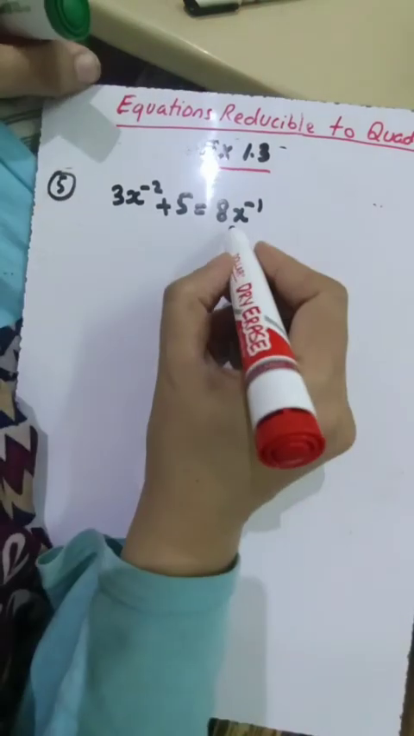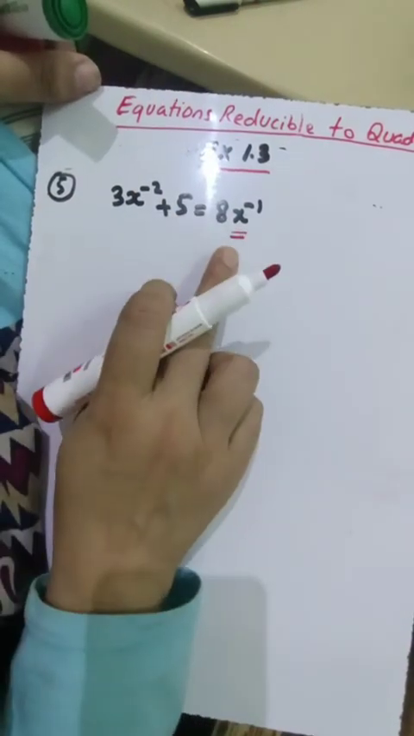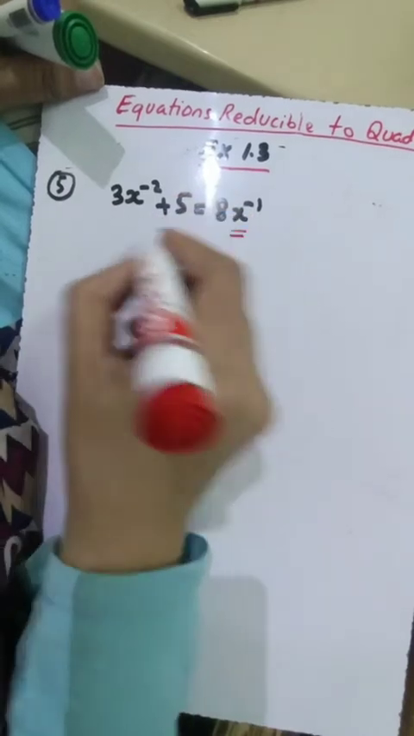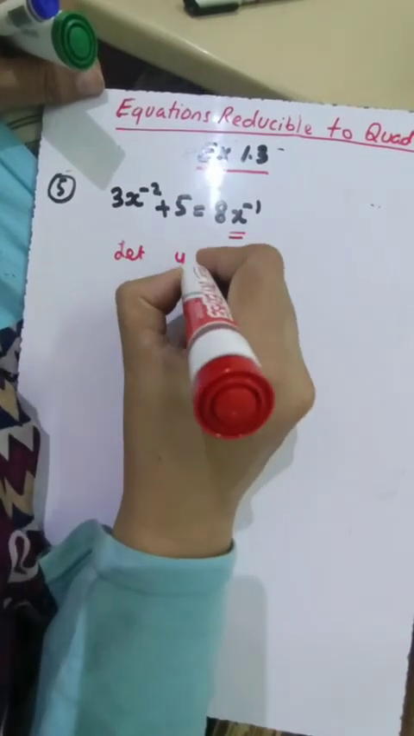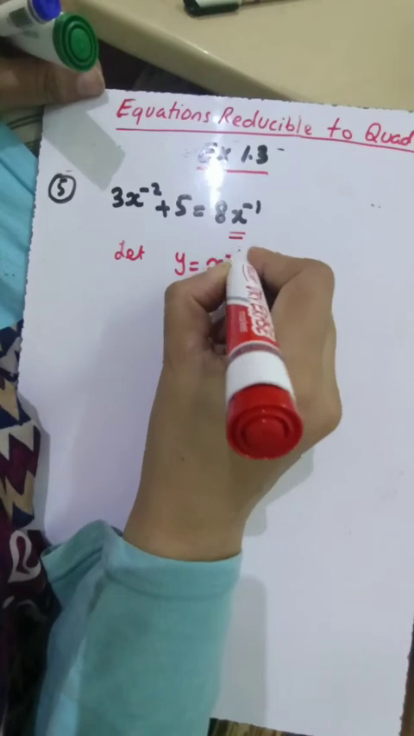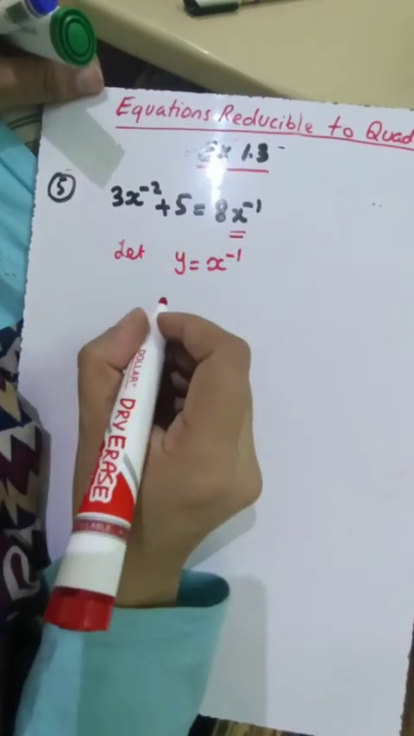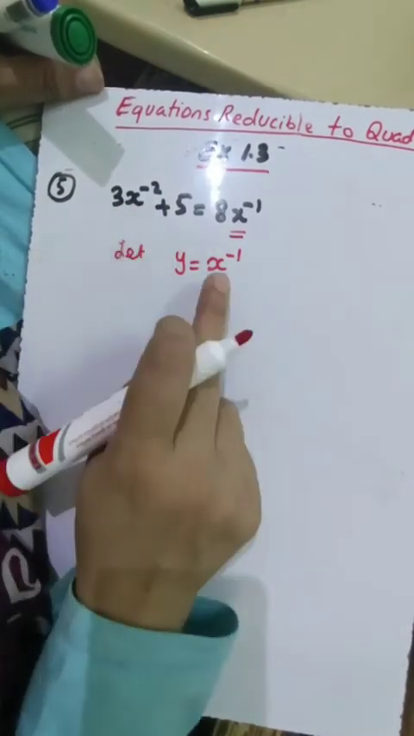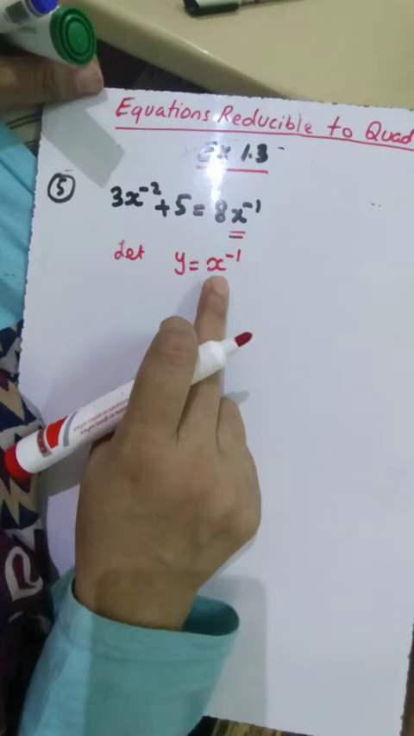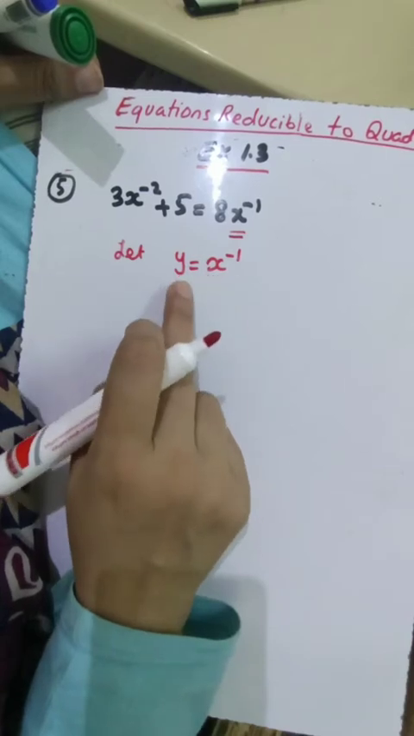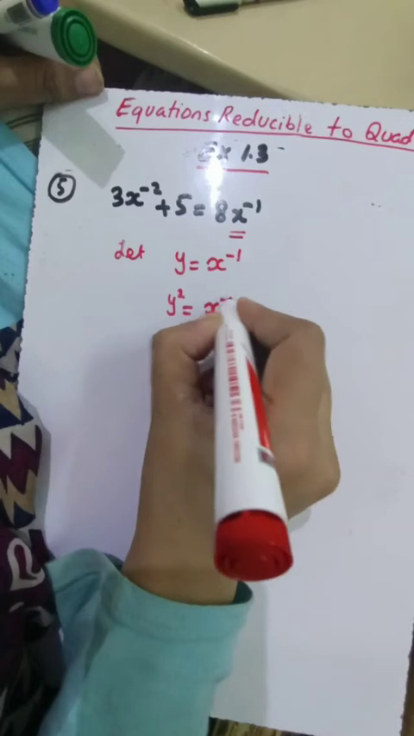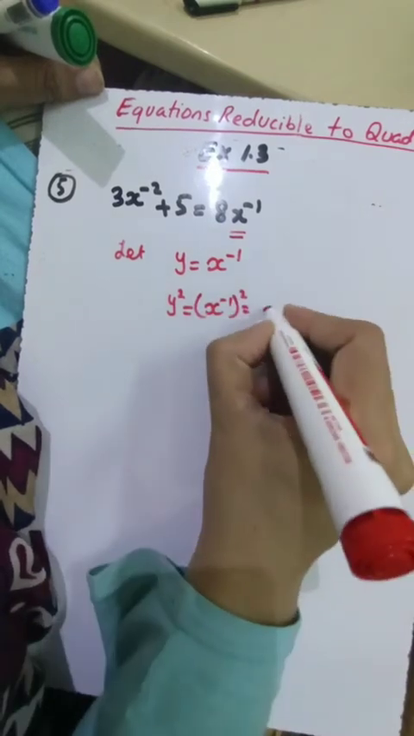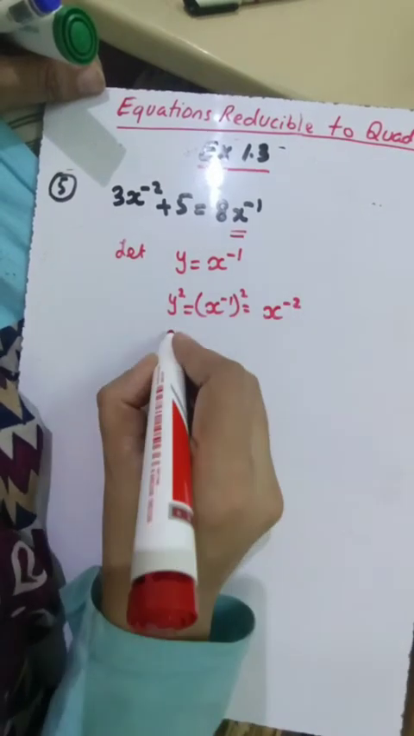So what I am going to do is a substitution. Let y be equal to x raised to the power negative 1. Now again, to get this expression I will have to take the square of this. So I am going to take the square of both sides, and I will get y square is equal to x raised to the power negative 1 whole square, which is equal to x raised to the power negative 2.